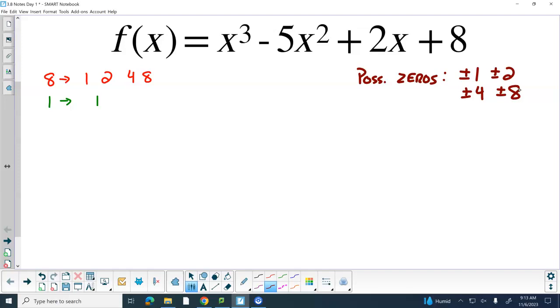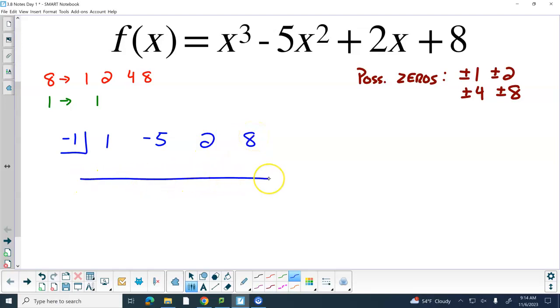Okay? Now what? Kind of try one and see if we get an actual 0, right? So what number do you want to try first? -1? Okay. If we try -1 first, we would have 1, -5, 2, and 8. Drop it like it's hot. Multiply, add, multiply, add, multiply, add. It is a 0.